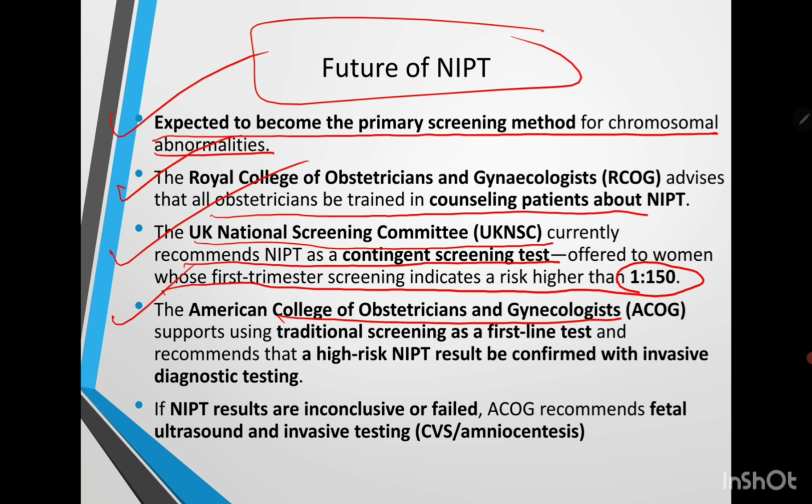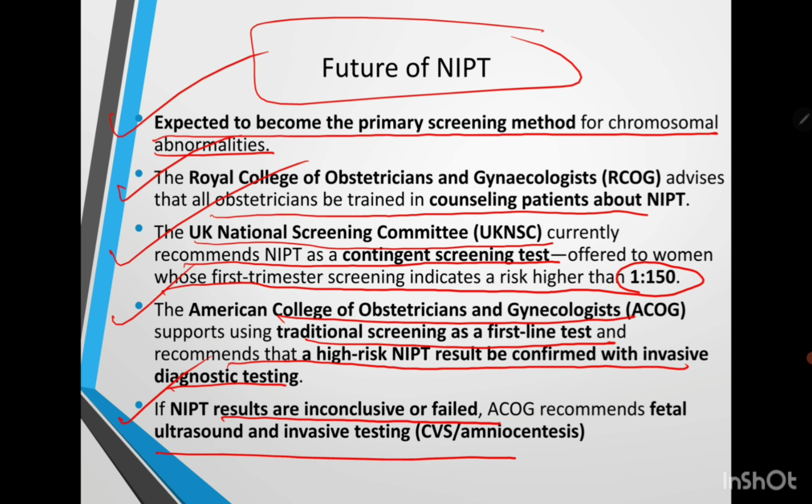ACOG recommends traditional screening as the first line test, and recommends that a high risk NIPT result be confirmed with invasive diagnostic testing. If the NIPT result is inconclusive or failed, fetal ultrasound or an invasive diagnostic test like CVS or amniocentesis should be done.